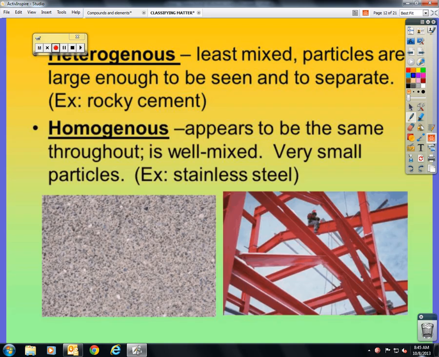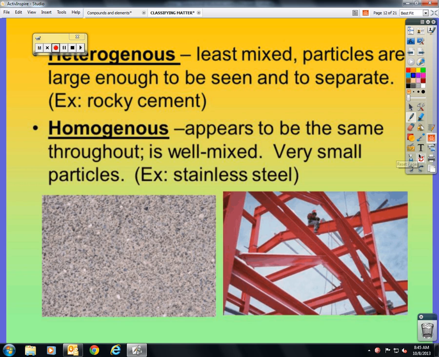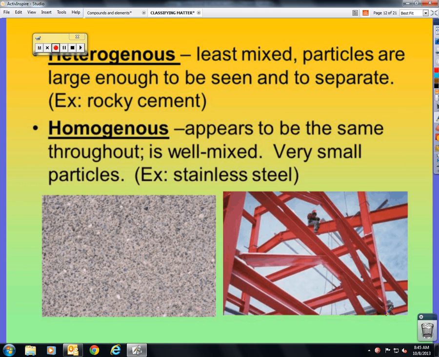So the 2 main types, heterogeneous is least mixed. It's like this example here where you can see all the pieces. Examples would be salad, raisin bran, trail mix, where you could just look at it and see there's a bunch of different things. Homogeneous looks like it's all one thing. It's very hard to tell that it's a mixture. The stainless steel all looks the same.